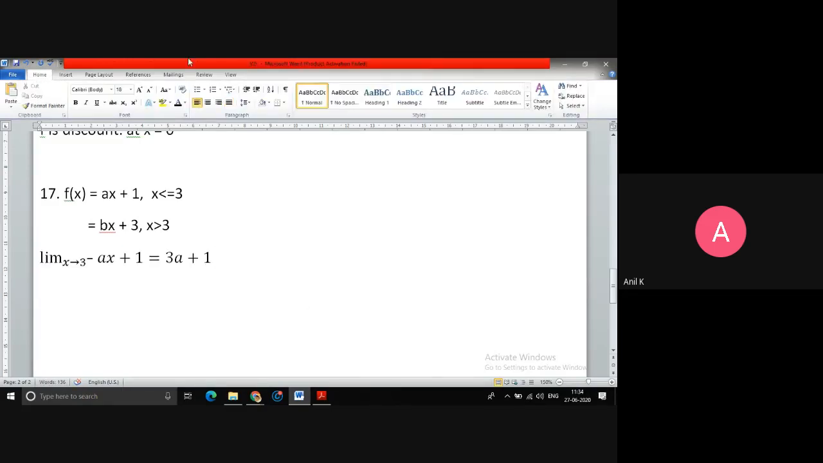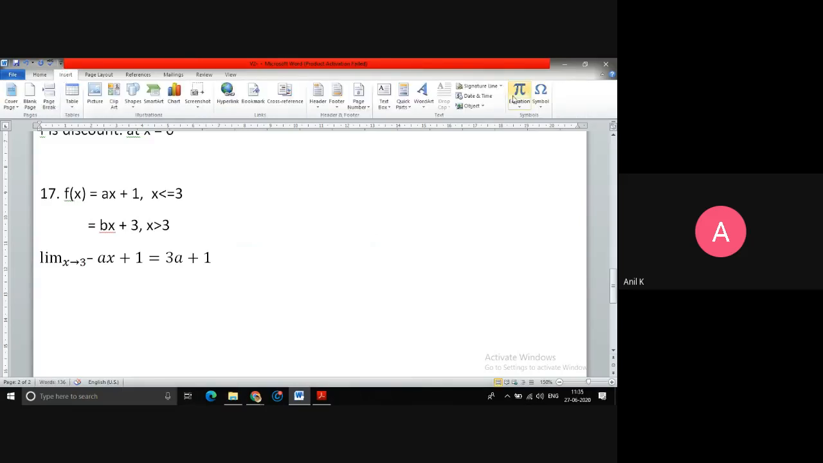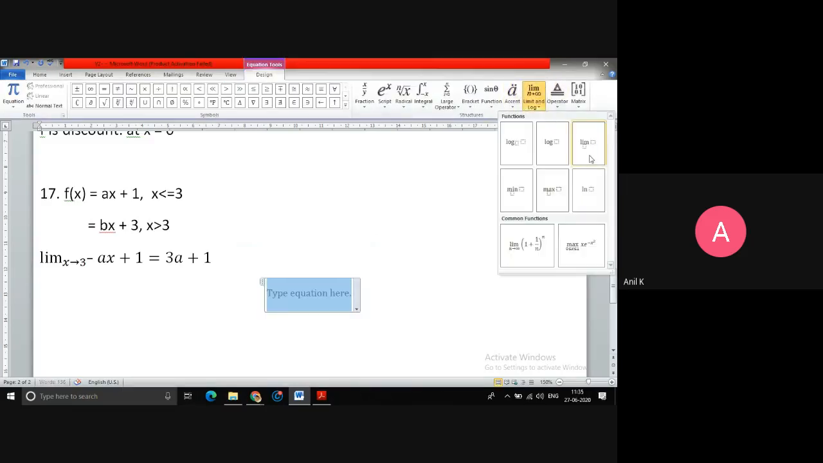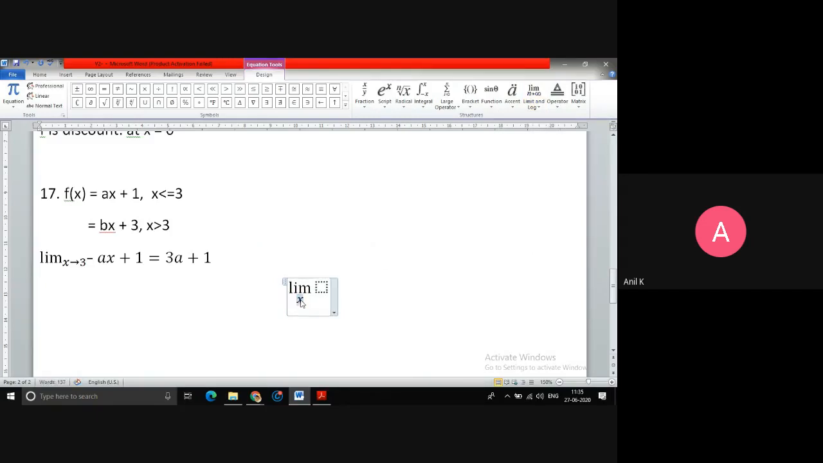When I want to find the right limit, let me write here the right limit as x tends to 3 plus. My function is going to be bx plus 3, which is equal to, if I substitute x equals 3, 3 times b plus 3.